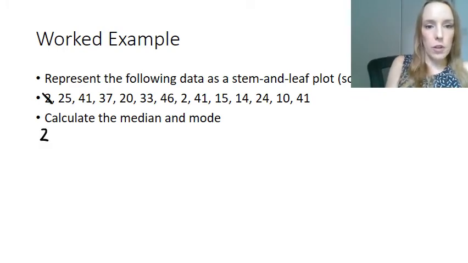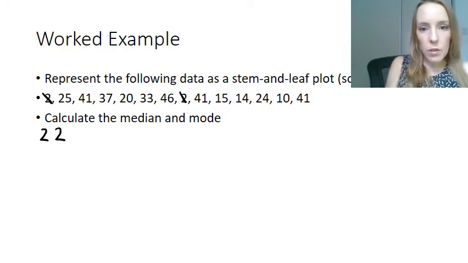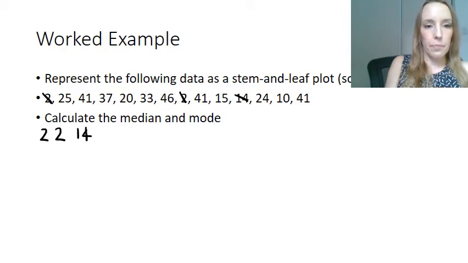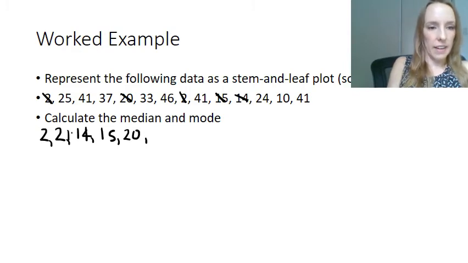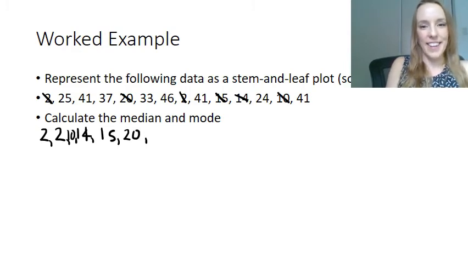So I've got 2, I've got 2 again. What have we got next? 14 looks like it's the next lowest. Yep, 14. And we've got 20s. No, 15. 14, 15, 20. Oh, I should put commas here. 15, 20. What's next? We've got 20. Oh, I forgot 10. Let's add in 10. What have we got now?